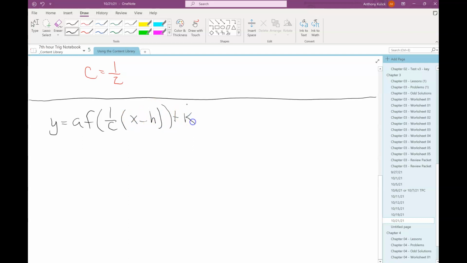I got this roast beef. So I'm going to give you this, where f could be sine, cosine, tangent, whatever. That's given to you, so you don't need to really memorize that.